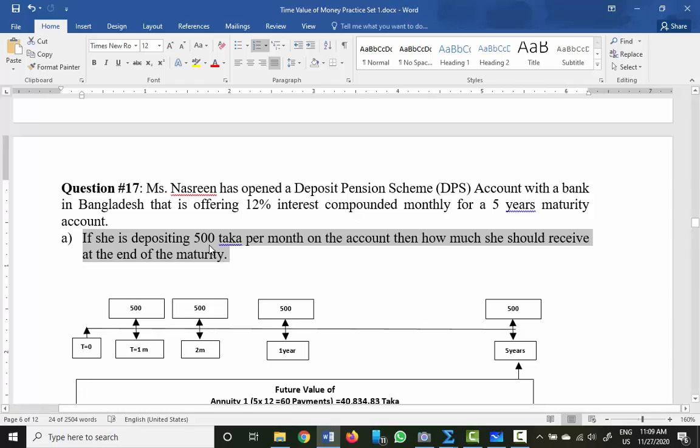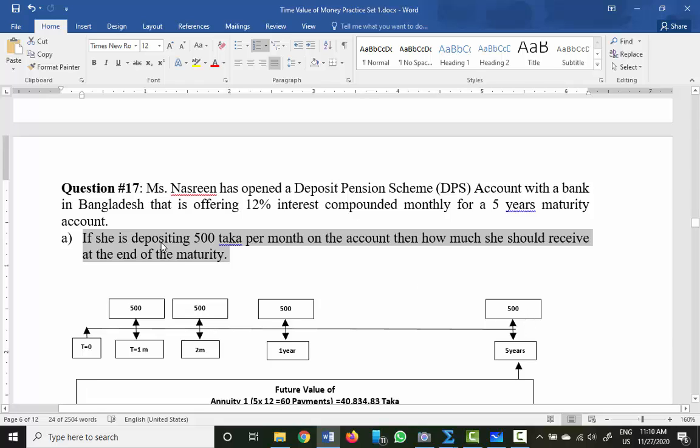It doesn't say whether she will pay 500 taka at the end of each month or at the beginning of each month. So by default we will assume that this is an ordinary annuity. That means she pays the monthly installment at the end of each month. After 1 month she will pay 500 taka, after 2 months she will pay 500 taka, and so on up to 5 years.